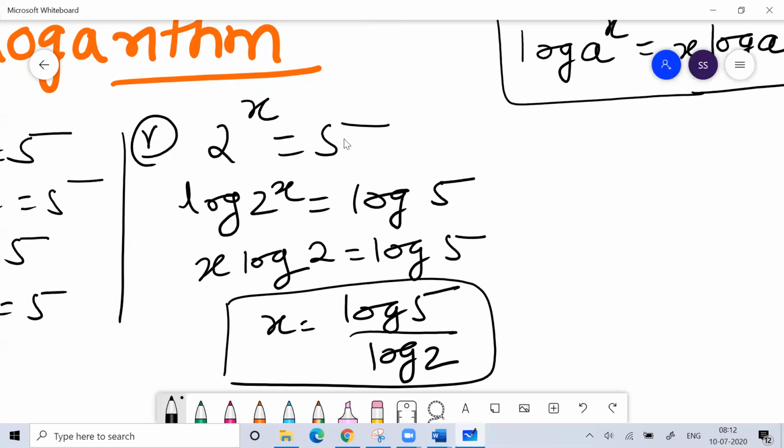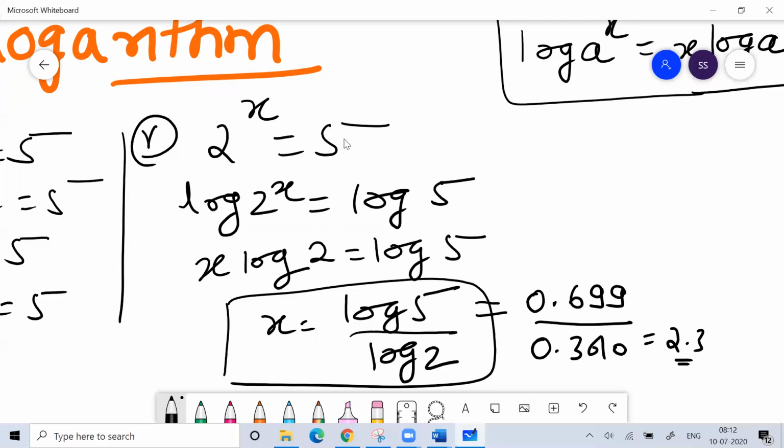During the 17th century, calculators were not so advanced. A mathematician called John Napier came up with this concept so that these values can be easily determined. Then log tables and anti-log tables were made so that these values can be easily determined. Once you solve a lot of questions on log, you'll remember the log 5 value is 0.699 and log 2 is 0.3010. So around 2.3 something you'll get the value of x.